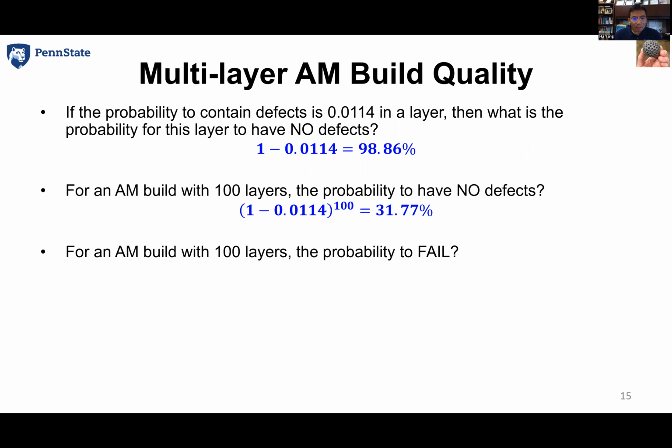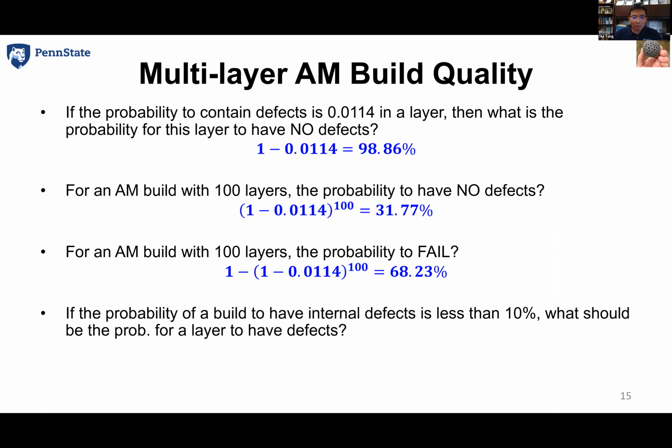For a build with 100 layers, the probability to fail, then use 1 minus this, then 68.23% is the probability to fail. So if the probability of the build to have internal defects is 68% to fail, that means a very large probability it will fail. But if you want the failure probability to be less than 10%, then what should be the probability for a layer to have no defects? Then you can solve this. Actually, you have to reach 0.0011% for one layer to have a defect.